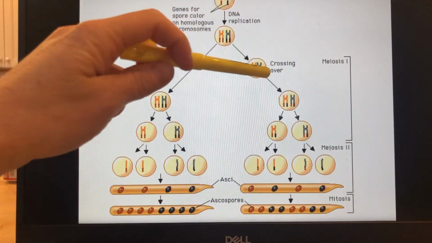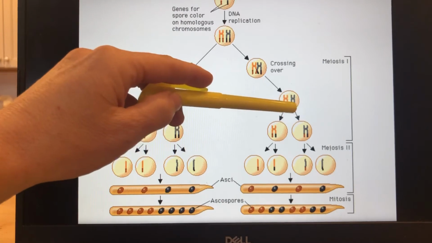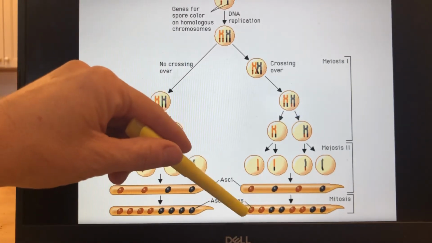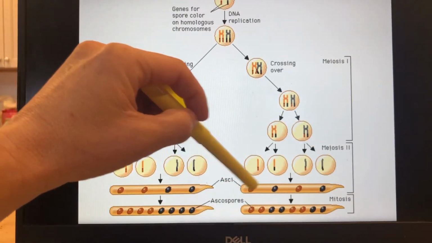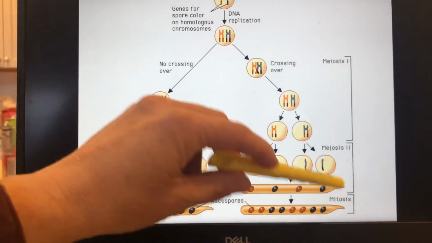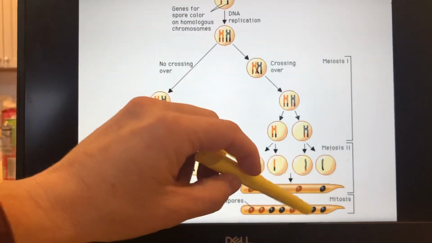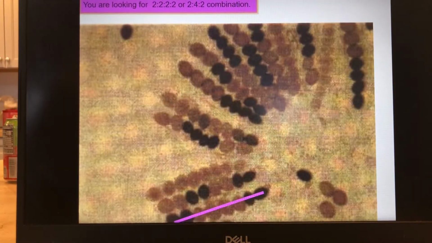Then when we have crossing over, it shows where this guy's got the black color and this middle one has the tan color. So that's where we would get, after meiosis, tan, black, and then we have a mitotic division, and we have 2 tan, 2 black, 2 tan, 2 black, okay? So here's some pictures where we can go over this together.